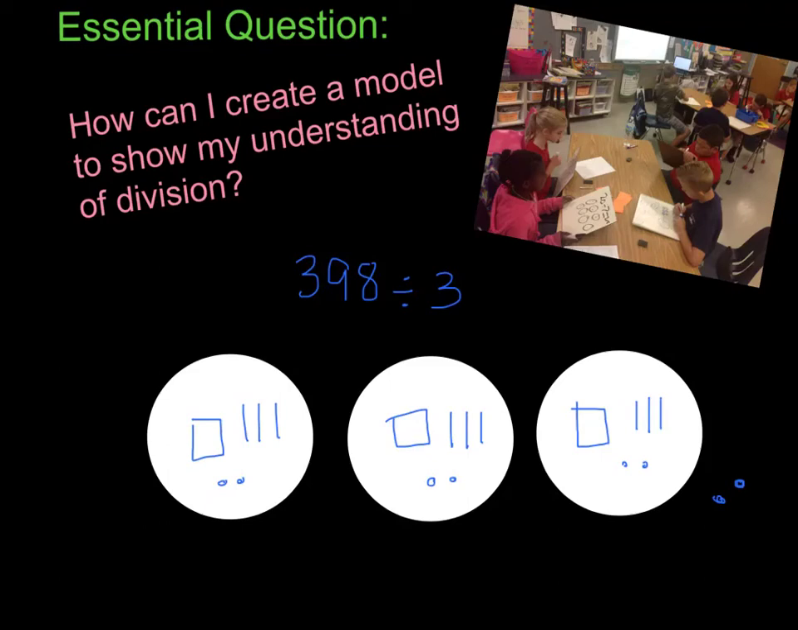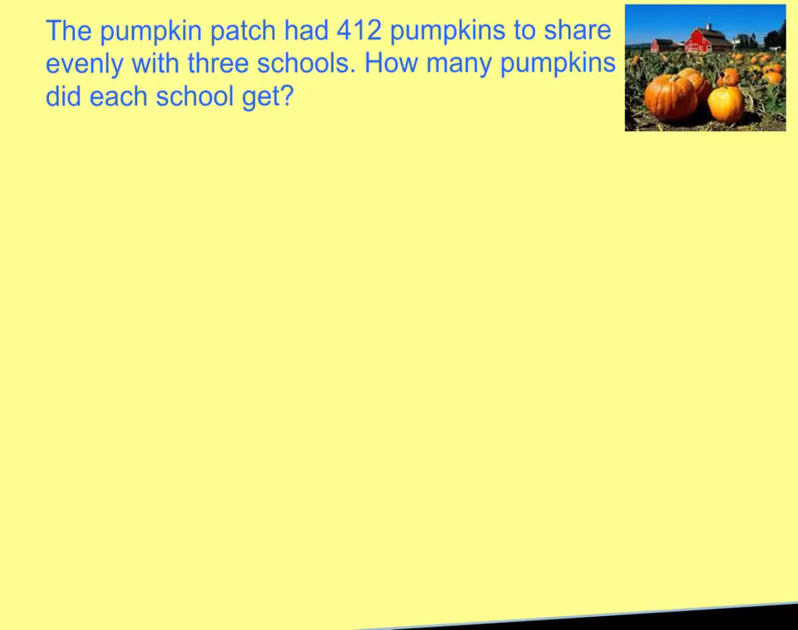Today's lesson is, how can I create a model to show my understanding of division? We're going to draw models today to show our division understanding, and we're also going to do repeated subtraction to show how that also will demonstrate the model. So let's take a look at our first example.